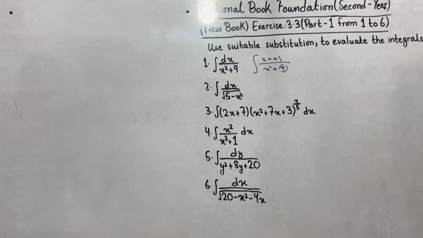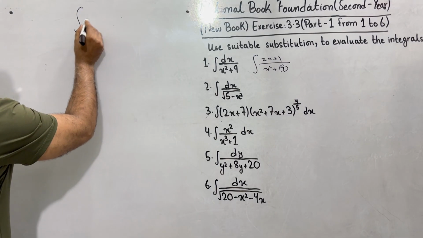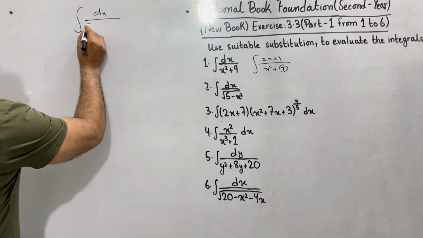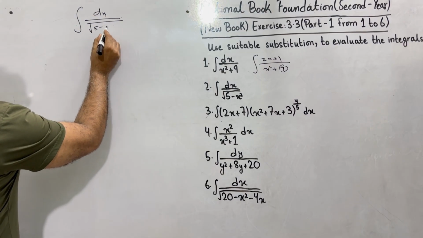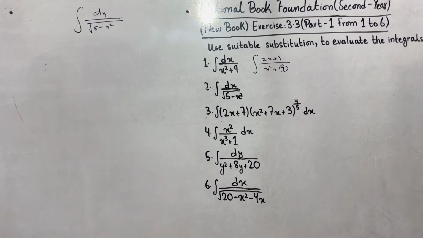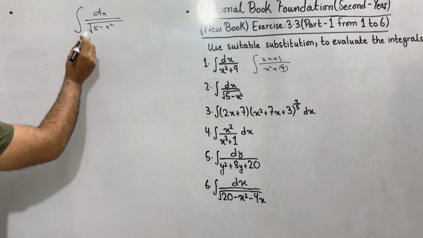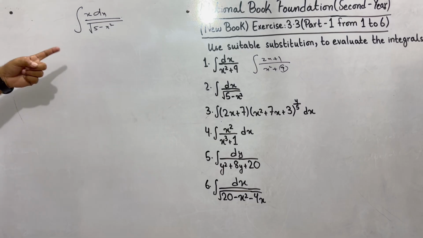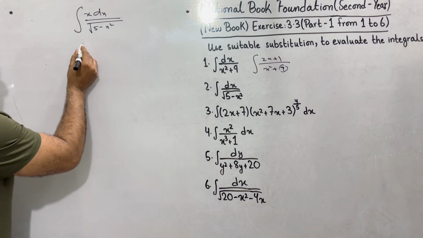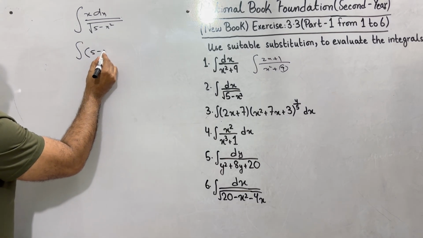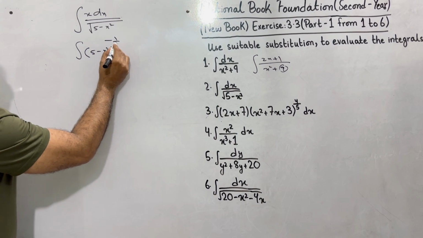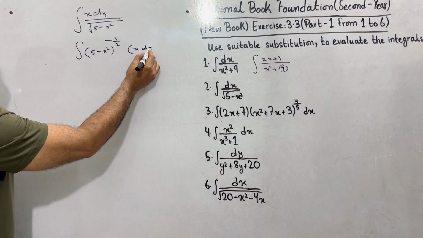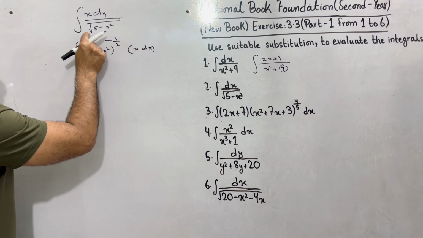2, that is dx over 5 minus x square. If there would have been x, then we switch over to the function derivative substitution. Look at this: 5 minus x square has derivative minus 1 over 2 times x dx. Look, the function is not overall 1.